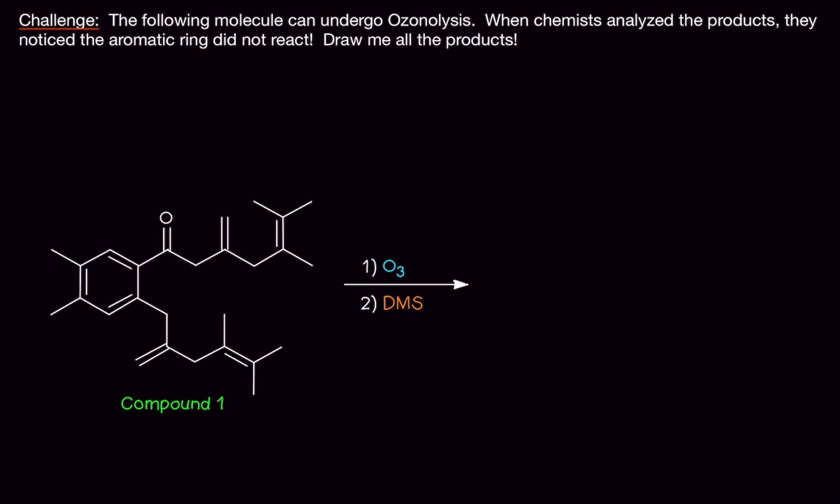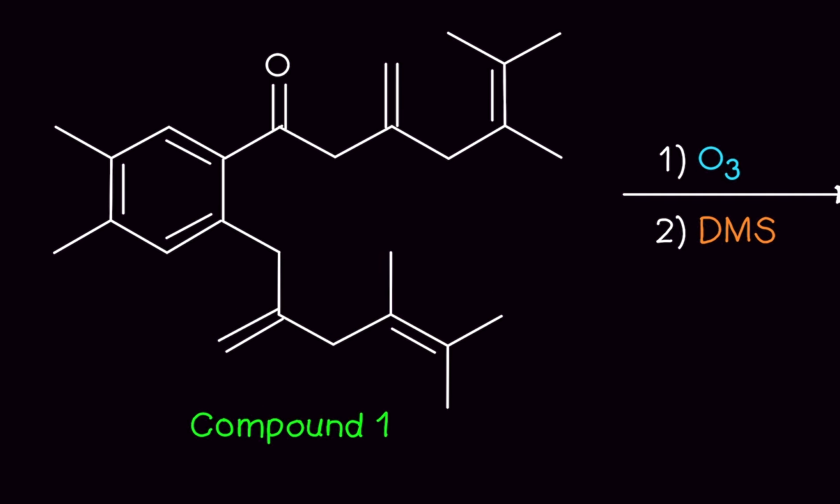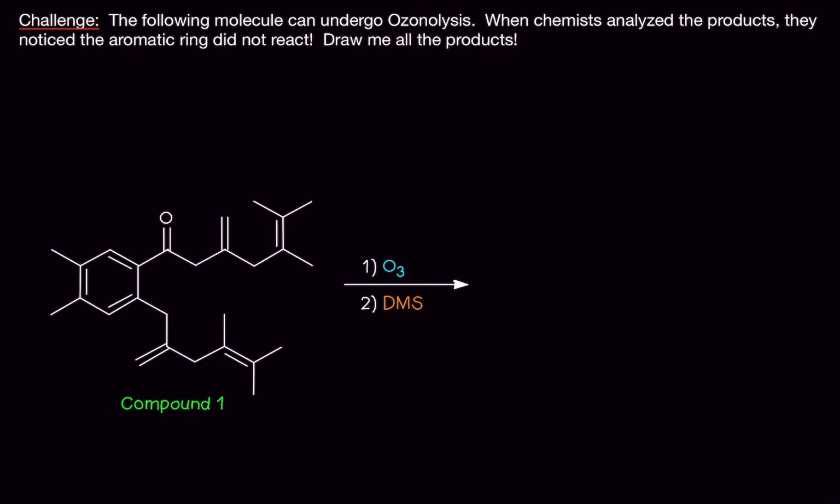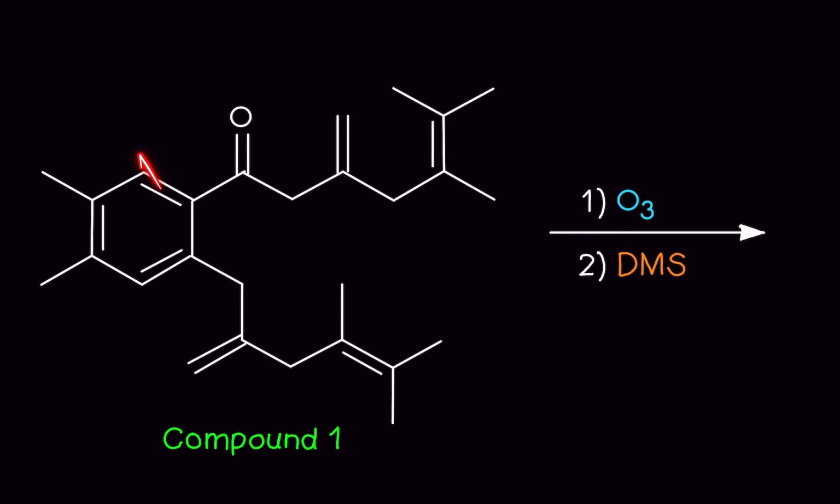Okay, challenge problem. The following molecule can undergo ozonolysis. When chemists analyzed the product, they noticed that the aromatic ring did not react. Draw me all the products. Okay, so what this is saying is that we have a bunch of alkenes here. The ones in the ring do not react. I'm telling you this. It's in the problem. I'm telling you, it's not reacting. If it was not stated, then it would be reacting, and then you would do 50 million different products. But they're not reacting, so don't worry about anything here.